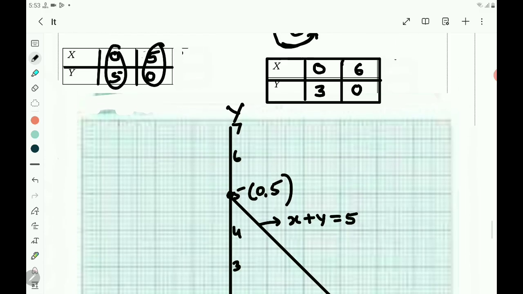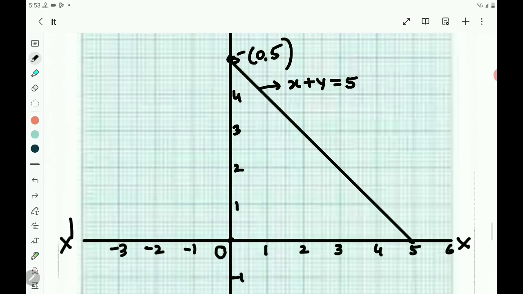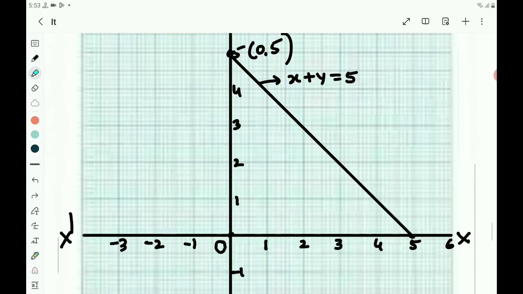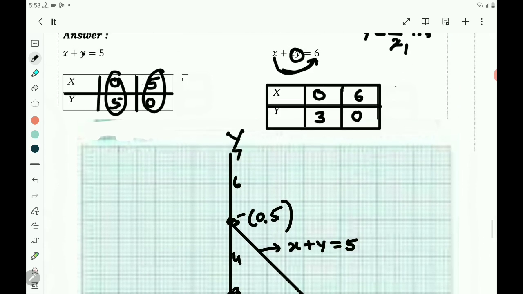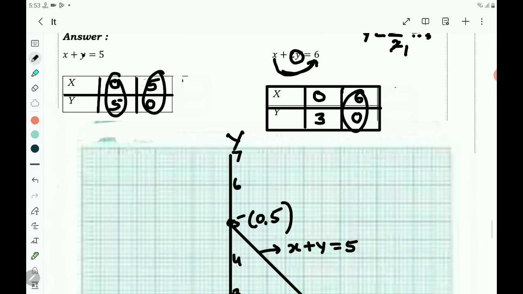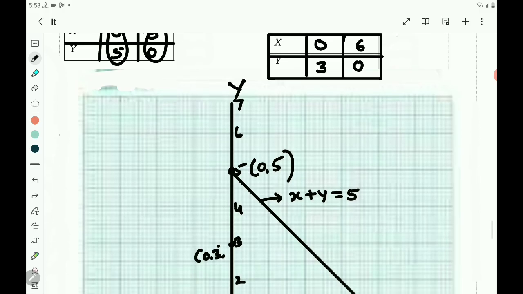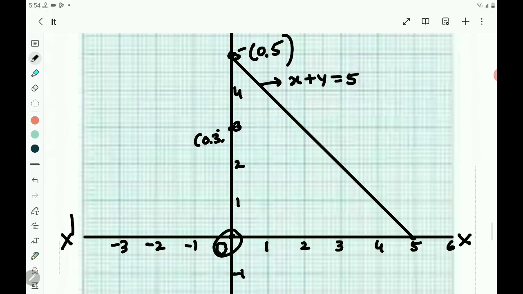Next one, take that point 0, 3. 0, 3 means x is 0, y is 3. 0, 3 means it comes here. This is the point 0, 3. Second point 6, 0. X value is 6, y value is 0. 0, 3 lies on the y-axis. Here x value is 0 and y value is 3.